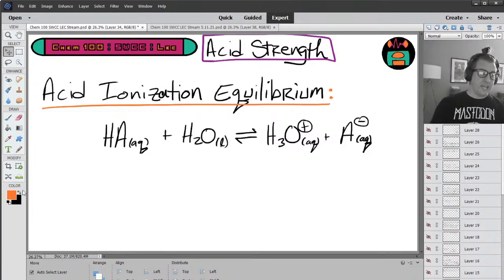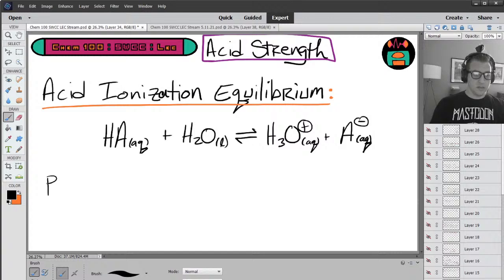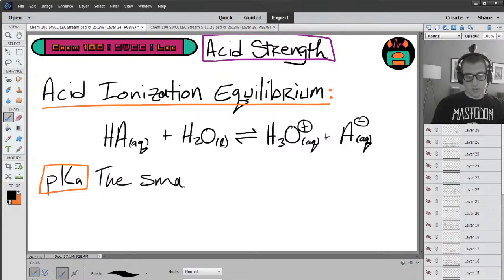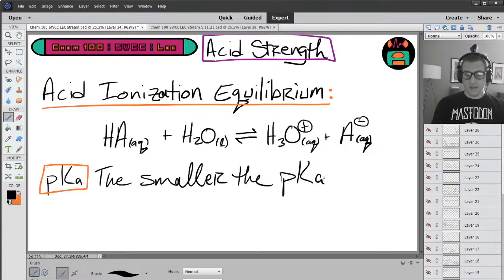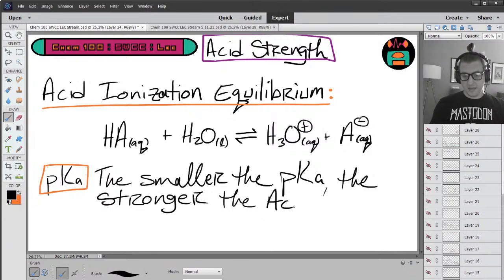So for a pKa, the smaller the pKa, the stronger the acid. All right, smaller pKa, stronger acid. Larger pKa, weaker acid, all right? And in addition, it's logarithmic.